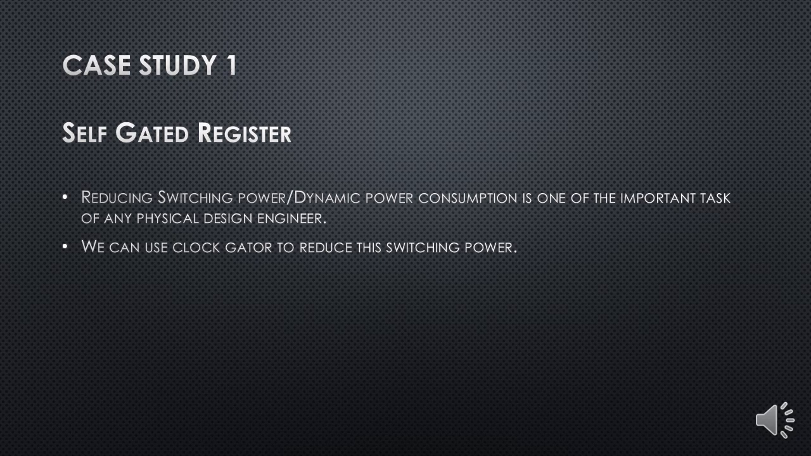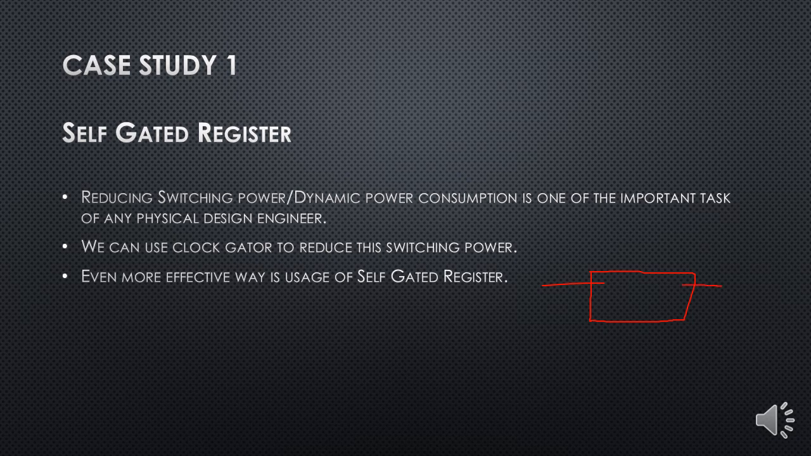Whenever we don't need some part of the design to work, we disable the clock to it. That means the switching will be reduced. We can do that with the help of clock gators. But even more effective is to use the self-gated register. For example, we have some clock, we have the input and we have the output, and the clock signal like this. Whenever the input changes, only then do we need to store the data.